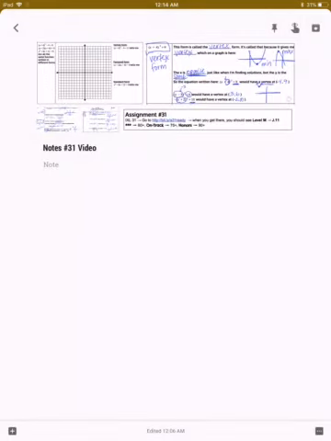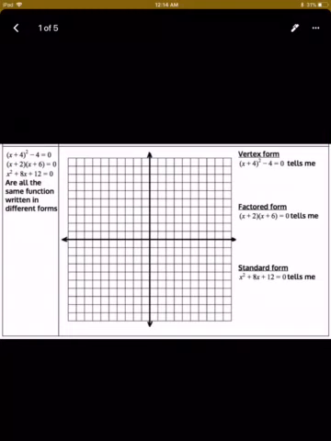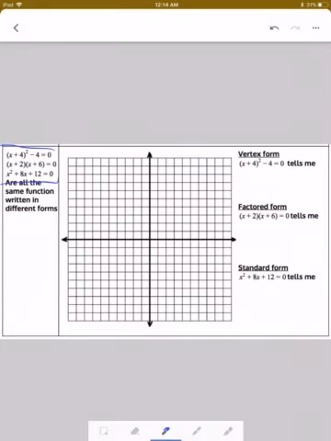So putting it all together, we have all of these functions here are the same exact equation, right? So it says all are the same function written in different forms. So we have the vertex form first, we have the factored form, and we have the standard form. So for each of those, it tells us something different.